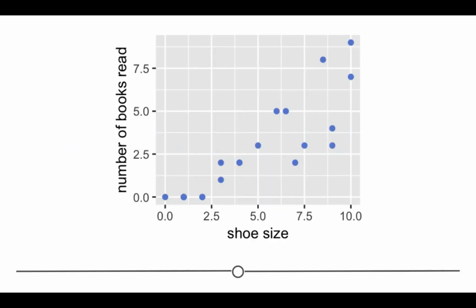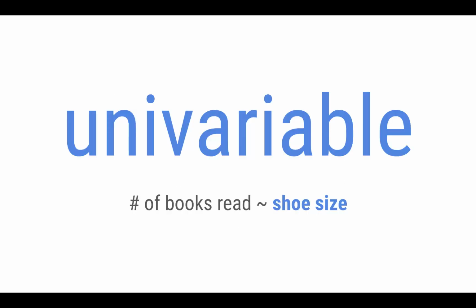Okay, here's a new example. Here we're interested in the relationship between a person's shoe size and how many books they've read this year. On the x-axis, the horizontal axis, I've got shoe size. On the y-axis, the vertical axis, I've got the number of books read. And here, again, we're looking at a univariable relationship. We're looking at the number of books read and how that's related to the individual's shoe size.